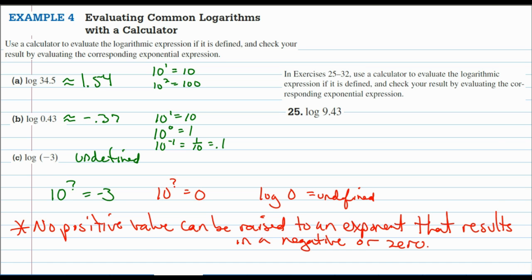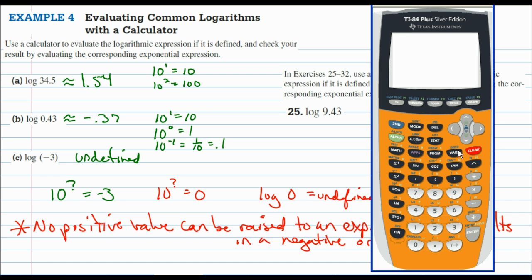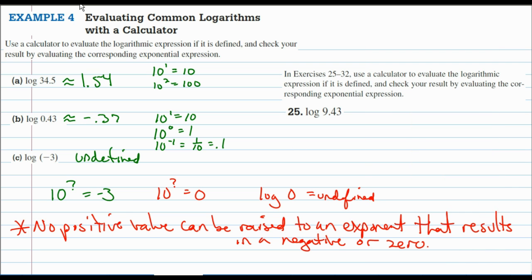Now looking at number 25, let's clear that mess out. The log of 9.43 is 0.97. Let's see. Well, 10 to the 0 is 1, and 10 to the first is 10, and I'm looking for an answer of 9.43, so it's got to be between 0 and 1, and probably closer to 1.